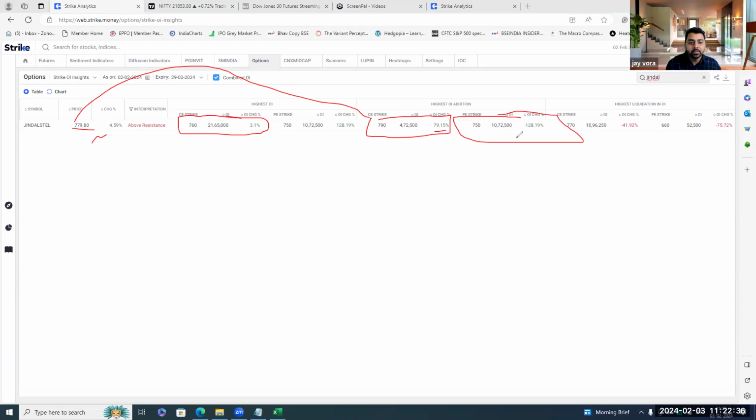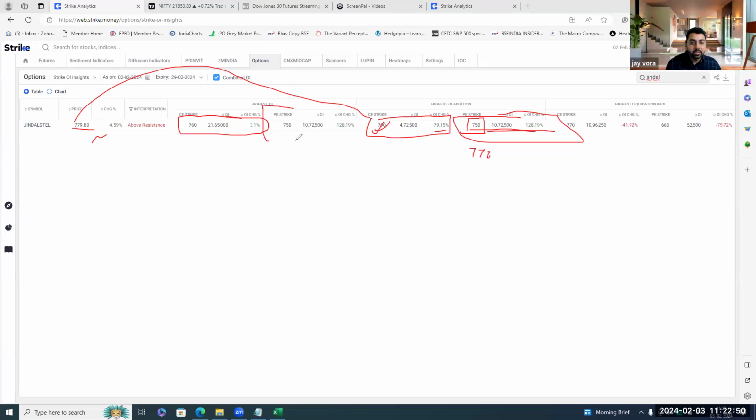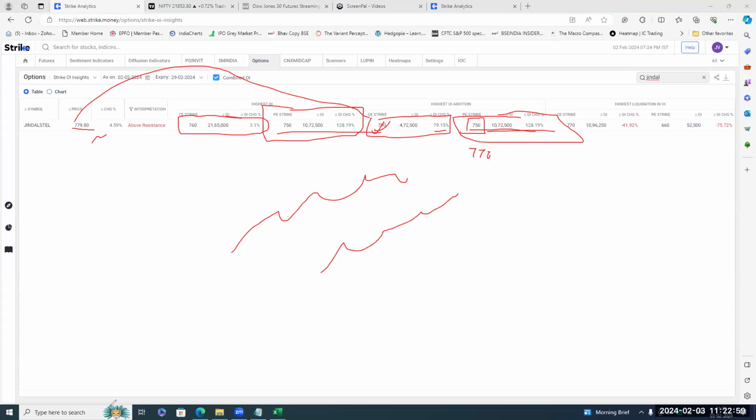And what the put writers will do is that they will keep shifting their base higher. Now you can see 750 has become the base, right? It may so happen that once they come towards that 790 mark, they will shift their base to, say, 770 in the put option. Correct. As the stock keeps rising higher, the put base will keep increasing. Right. Okay.